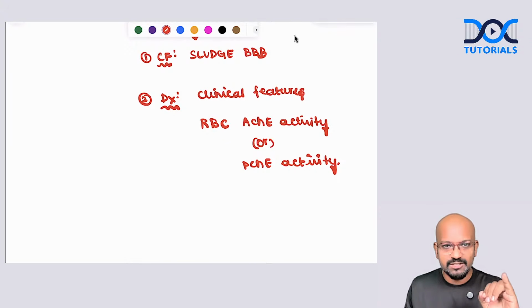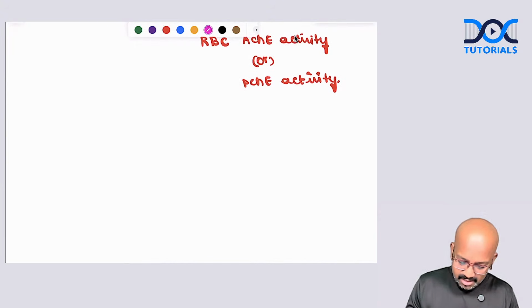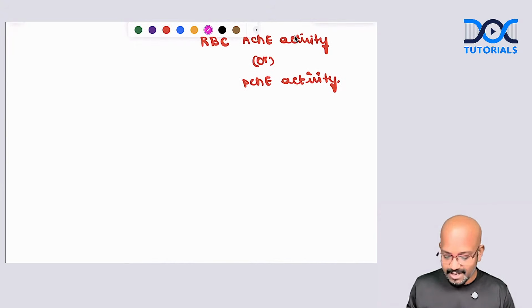Okay, so we have finished the mechanism of OP poisoning, clinical features, SLUDGE BB, you just write it down, and diagnosis, clinical features, and RBC acetylcholinesterase activity or pseudocholinesterase activity. Moving on to the last one, as per the actual concepts of pharmacology, the treatment process.